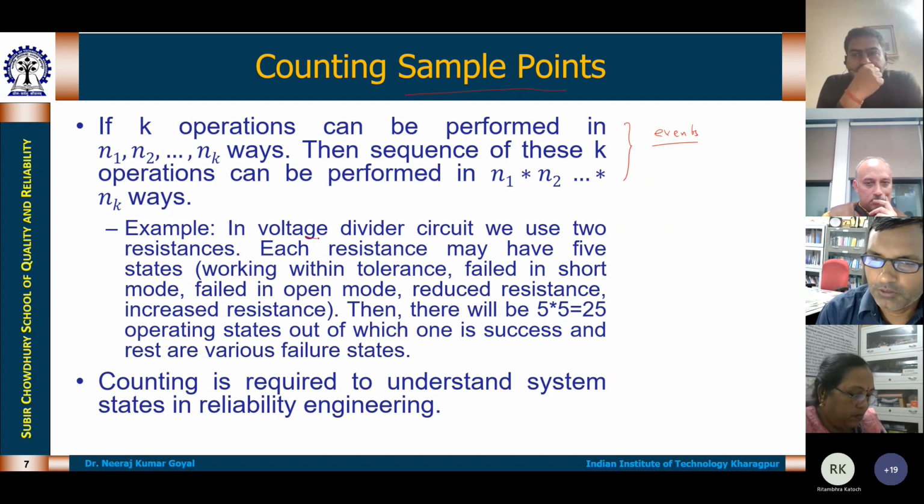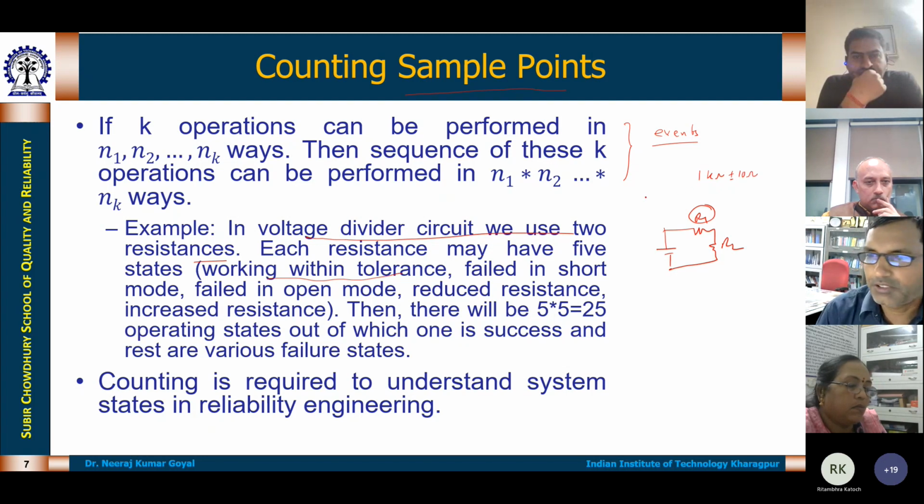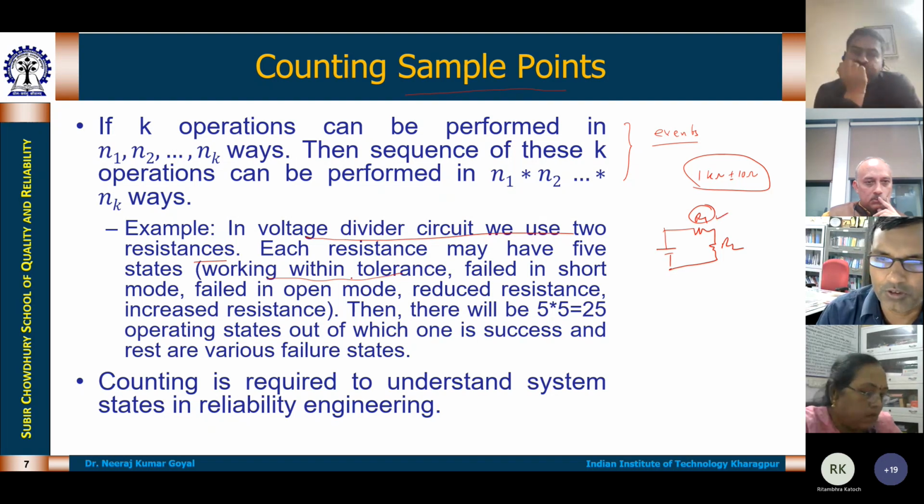For example, a voltage divider circuit has two resistors, right? So we generally have a voltage divider like this, R1, R2. Each resistance has 5 states. This resistance generally can fail in multiple ways. First, working within tolerance, that is the working state. Resistance tolerance is, let us say, 1 kilo ohm plus minus 10 ohm. If the value is within this range, then the resistance is supposed to be working within tolerance.